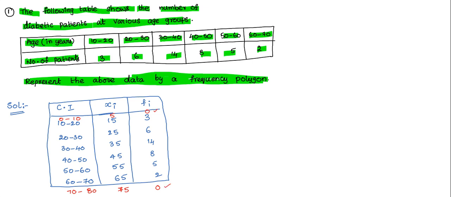The remaining class marks and all will be the same. So for these xi values, 5, 15, 25, 35, 45 and so on, we take xi values on the x axis and frequencies on the y axis to get a frequency polygon. So let us start drawing this frequency polygon.